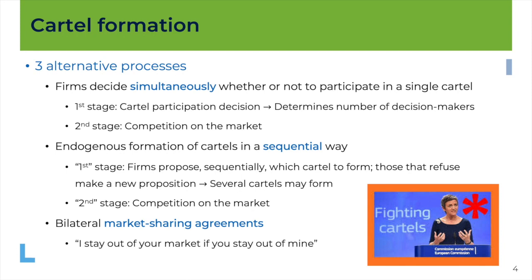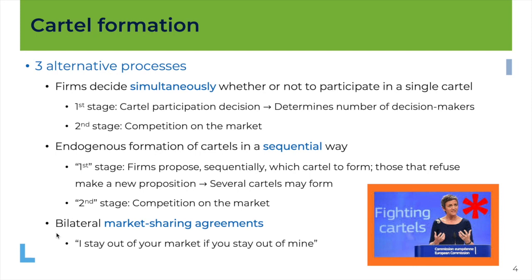Alternatively, we could assume that firms form the cartel in a sequential way. Then we would have not just one first stage, but a succession of decisions made by firms. One firm may propose other firms to be in the cartel. These firms will either accept or reject the offer, and if they reject it, they may make a proposition of their own. And so we have a sequence of decisions at the end of which potentially a number of different cartels can form. And again, from this procedure, we will determine how many decision makers there are on the market when firms decide either to choose quantities or to choose prices.